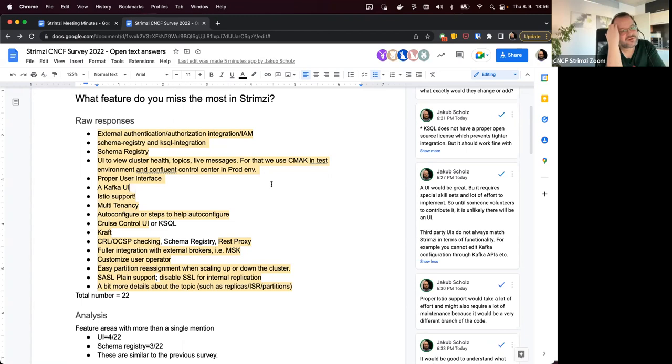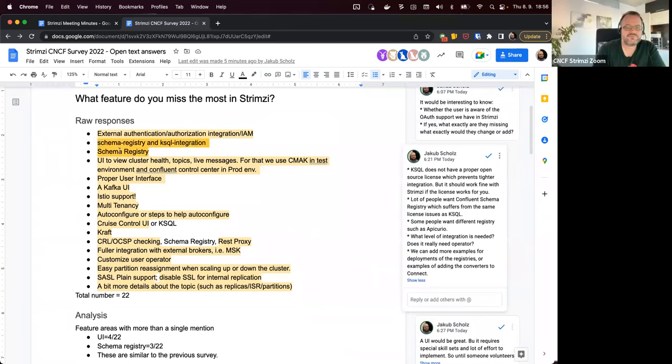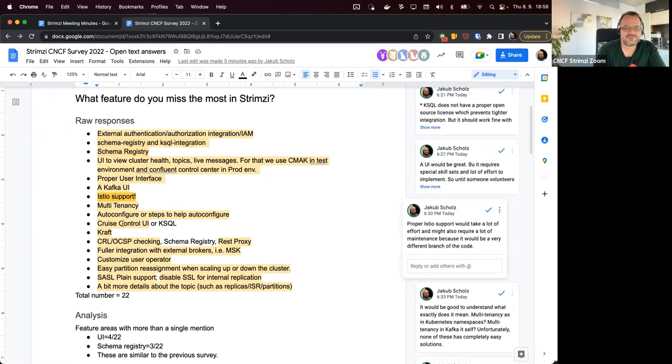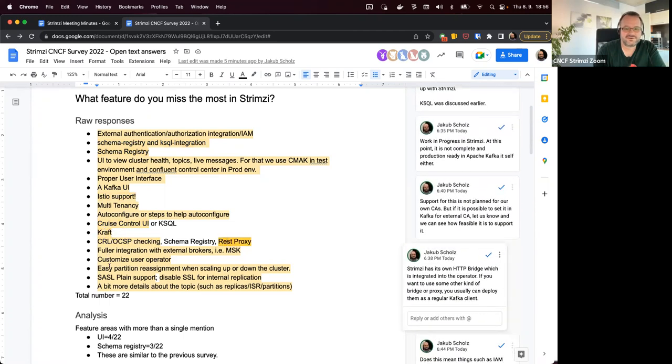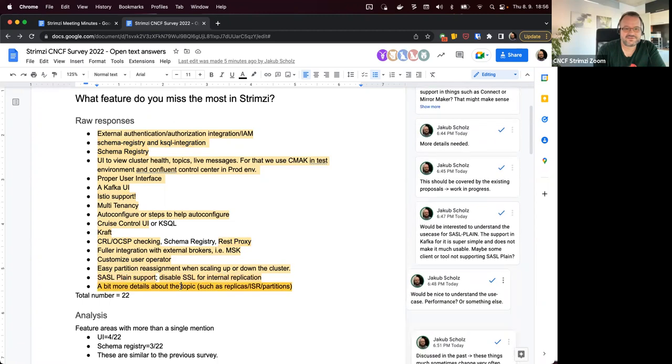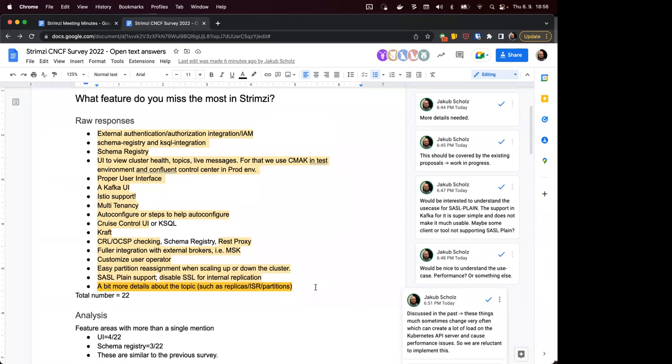I mean, some of these are pretty clear, so I think it worked fine for a lot of those, right? Which one is clear? Well, this one is pretty much clear. UI is pretty much clear. Istio support is pretty much clear. Cruise Control UI, KRaft, this is also pretty much clear. So I think it's not that bad. For once, you're more enthusiastic than I am.